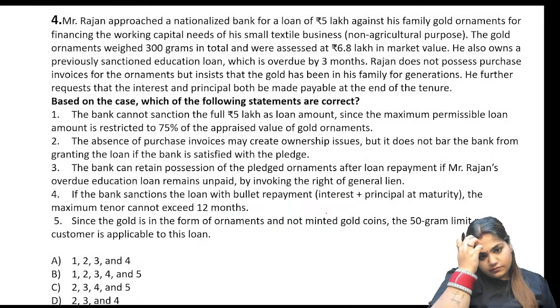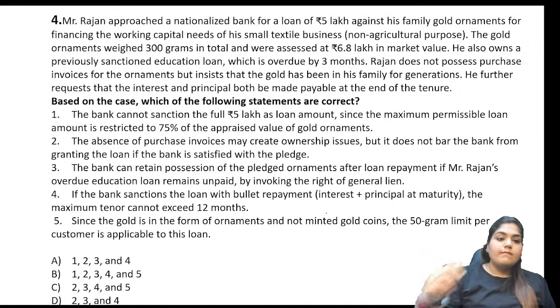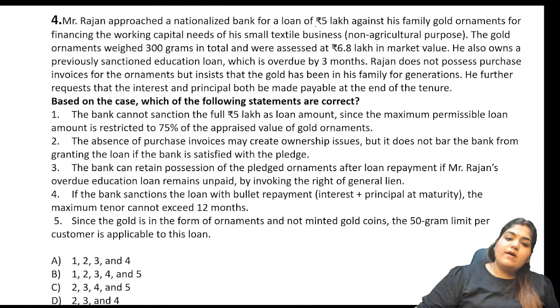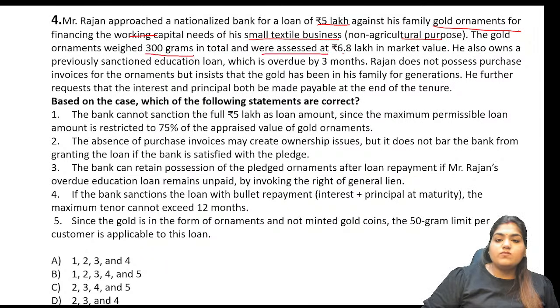Next question. Mr. Rajan approaches a nationalized bank for a loan of 5 lakh rupees against his family gold ornaments. Can he do so? Yes. For the working capital needs of his small textile business, a non-agriculture purpose. The gold ornaments weighed 100 grams and the total was assessed at 6.8 lakhs in market value.